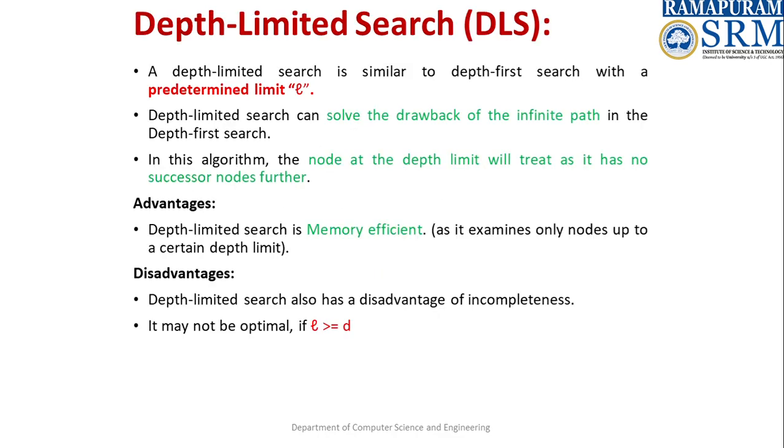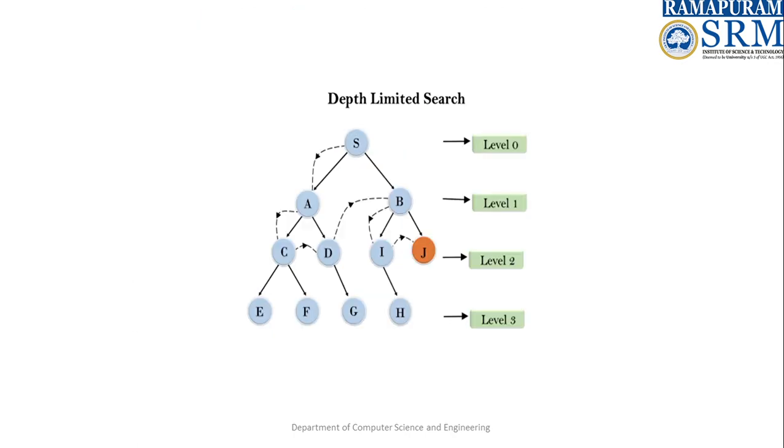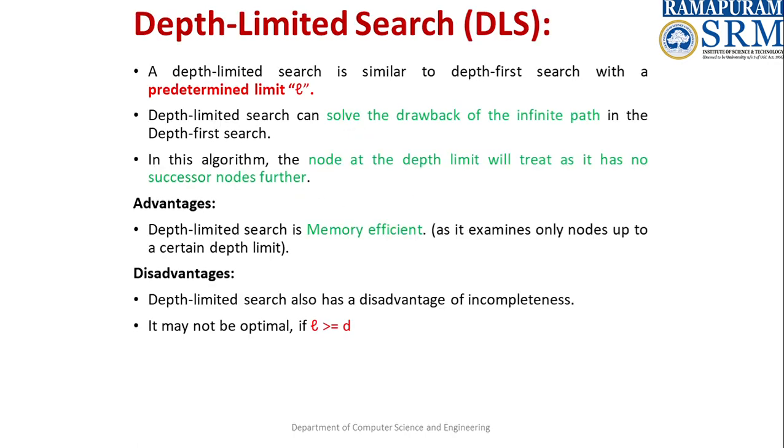Then it will not be optimal if L is greater than or equal to D. What is L and what is D? L is nothing but the predefined limit, and D is the depth at which your goal state is present. Totally we have 100 levels, and your goal state is present at the 10th level. Consider D equal to 10. If L is 12, it is well and good, because you are going to traverse only 2 extra levels.